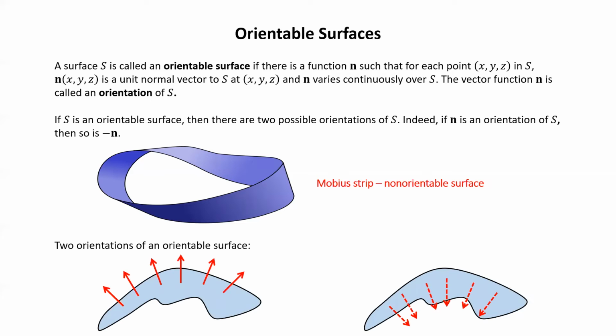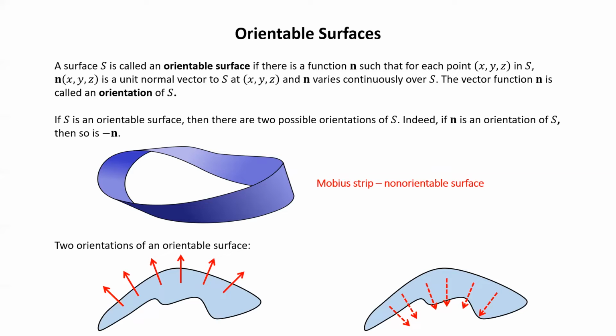If a surface is orientable, as we've said, there are two orientations. Here's a picture illustrating a typical surface with the two orientations of the surface. For this particular surface, you can see there's an upward orientation and a downward orientation. The normal vectors in the second picture to the right are the negatives of the normal vectors in the first picture to the left.